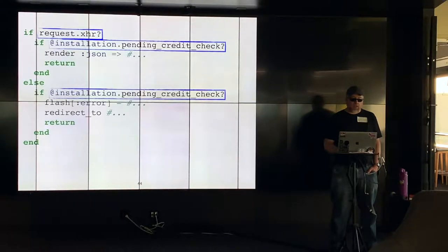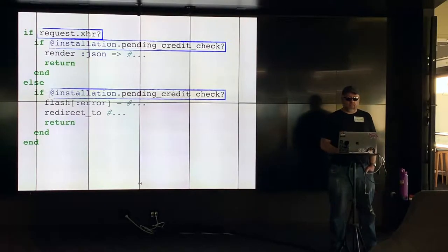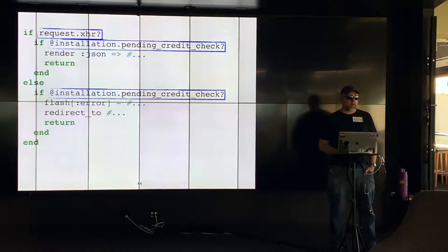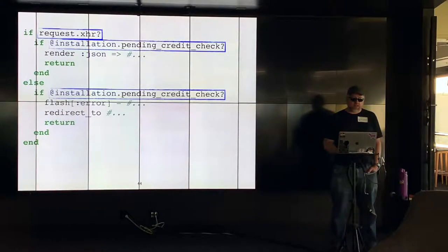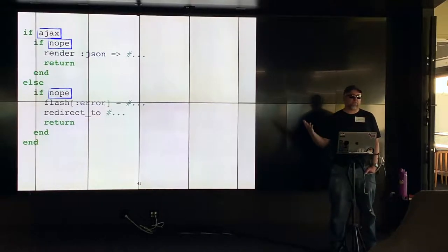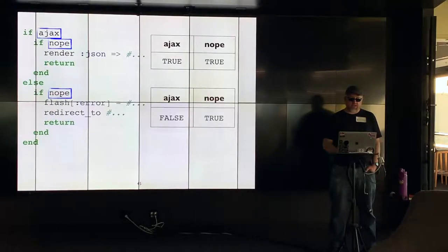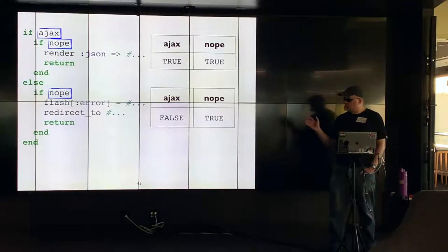So there are two conditions here. There's request.xhr and installation.pendingCreditCheck. To make these slides a little bit easier to follow, I'm just going to replace those two long things with two variables, because the shape of the code is the same. One is called Ajax and one is called Nope. Now this gives us two variables, two chunks of code, and each chunk of code will only be executed with a particular combination of those two variables. This makes sense so far? Have I lost anyone? We're good? Okay.